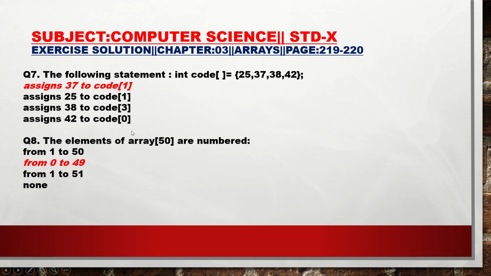Now question number 8. The elements of array 50 are numbered as 0 to 49, correct. So the total number of elements in the array is 50. The index will start from 0 till 49. As you know, students, I have told you earlier that array index always starts from 0. So 0 to 49 indicates an array of size 50, the total number of elements being 50.